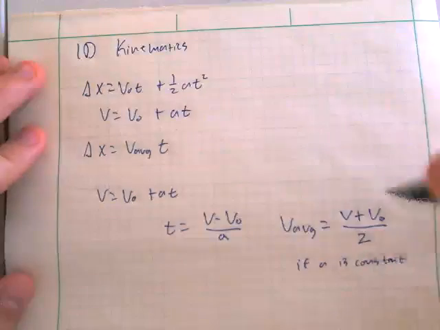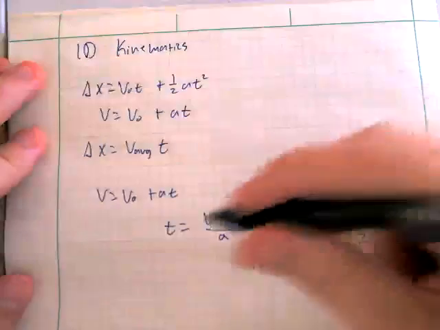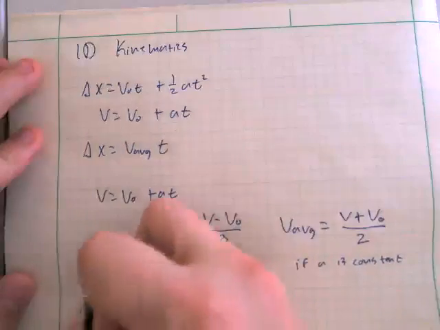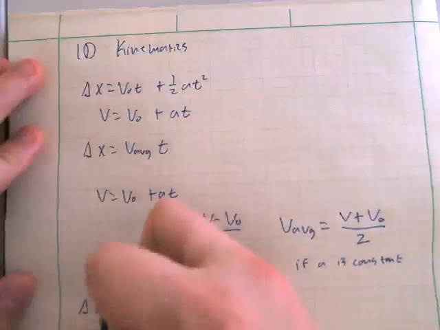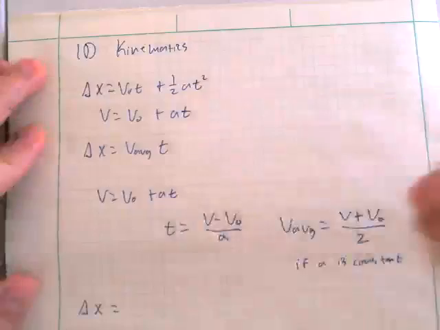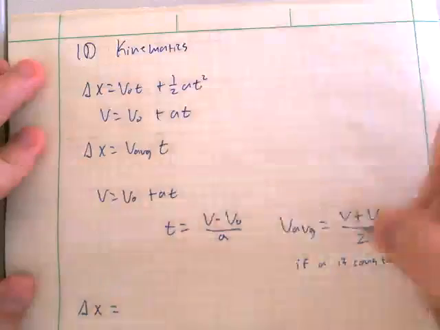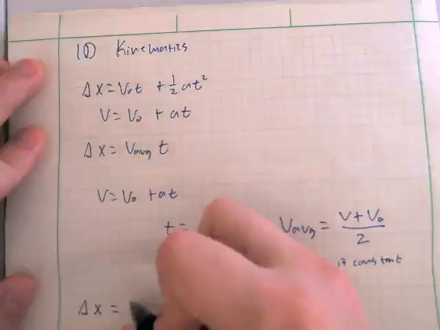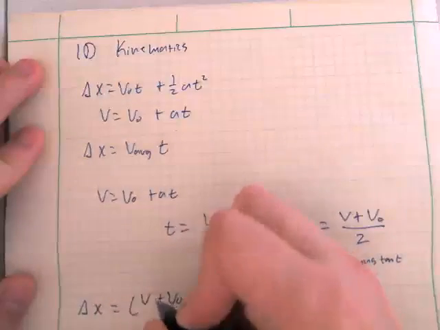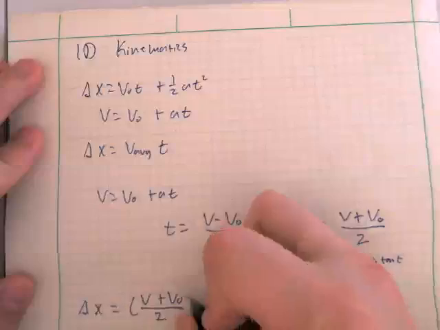So let's just say we have a as constant. Let's substitute in our t and our v average in this equation here. And then that will let us write something where t does not appear, and we can simplify it from there. So we have delta x equals v average. Wherever I see the v average, I'm going to plug in this. So I have v plus v naught divided by 2.